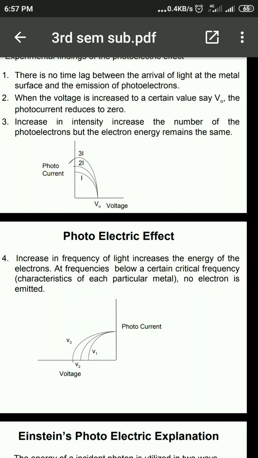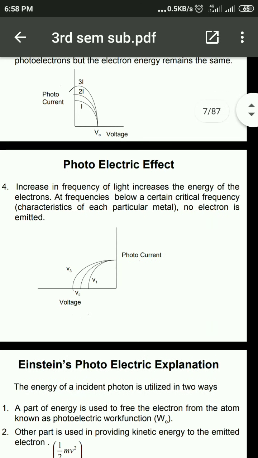So here V1, V2, V3 are the stopping potentials for frequencies nu1, 2 nu1, and so on. Okay, it's not shown there. The V3 curve is for frequency 3 nu1, and V2 is for 2 nu1, and V1 is for nu1.